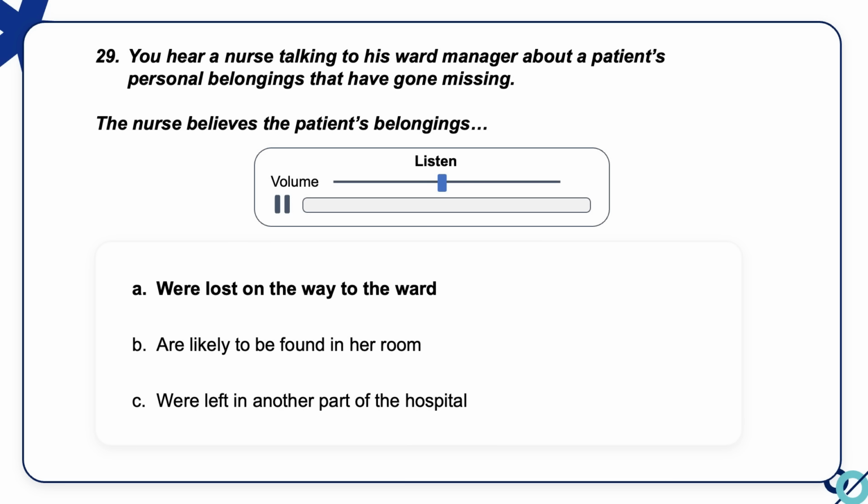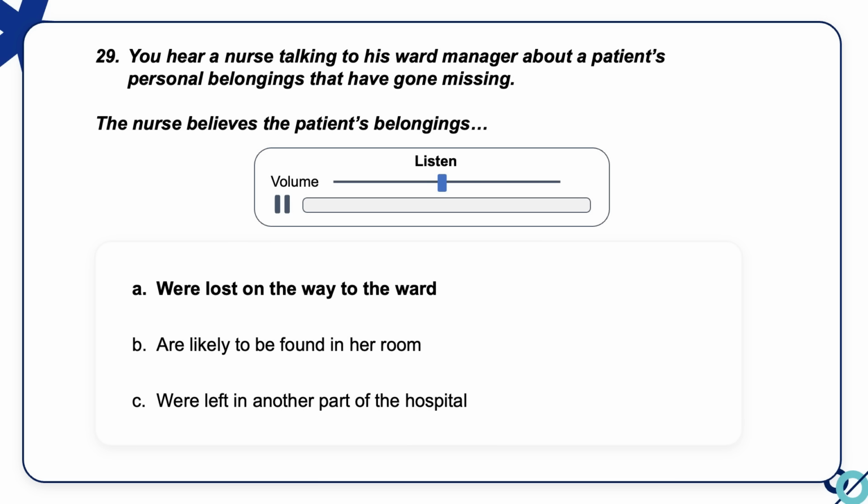They were lost on the way to the ward. The nurse says, "I guess it's also possible that the bag could have fallen off the trolley on the way up." In answer C, the ward manager thinks that they are in recovery, another part of the hospital, but the nurse doubts this. She says, "That's highly doubtful."